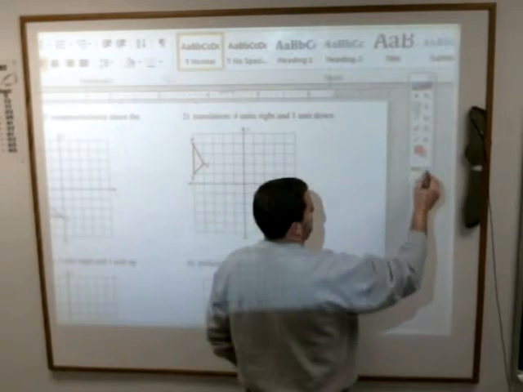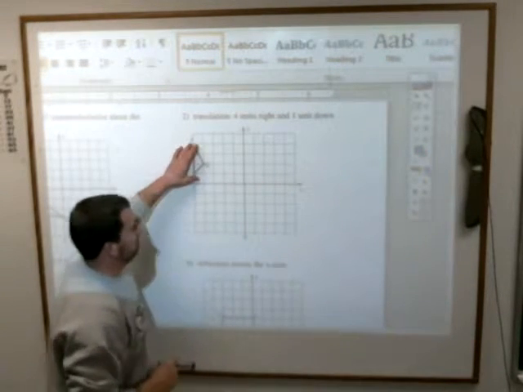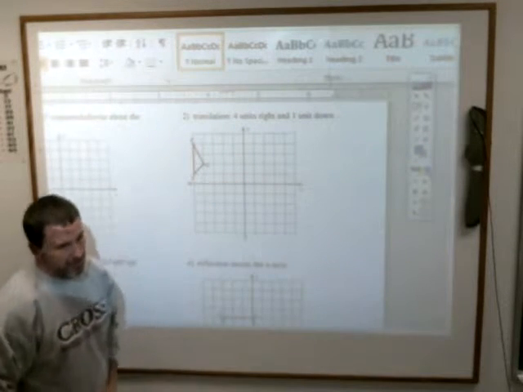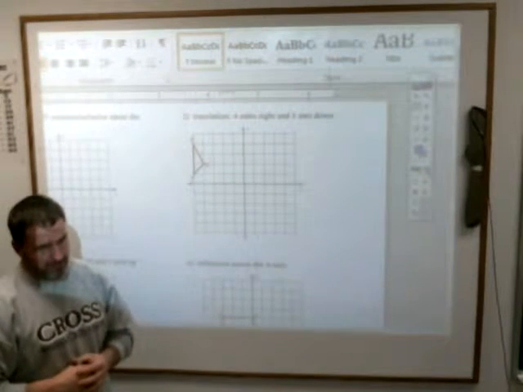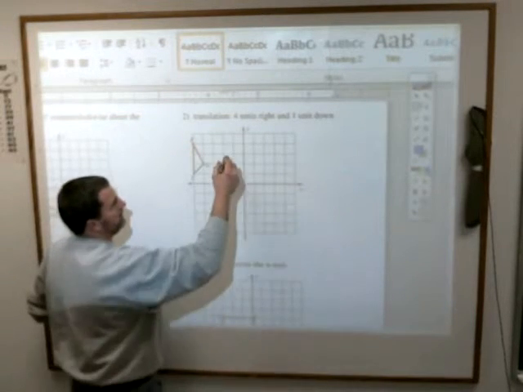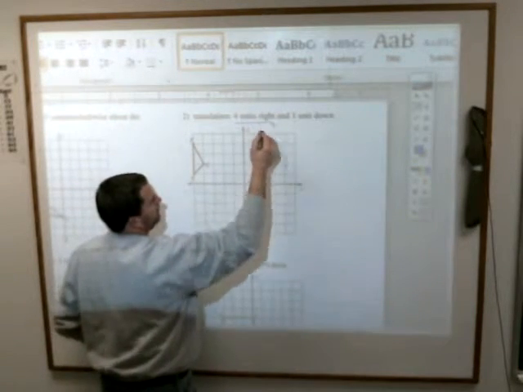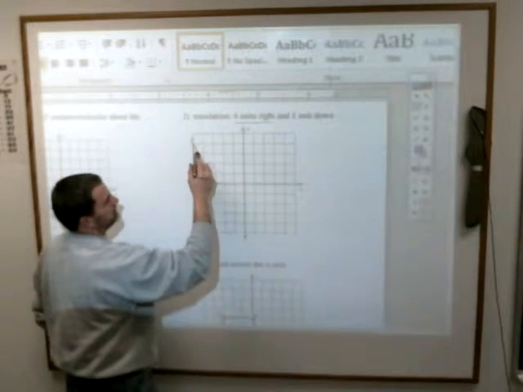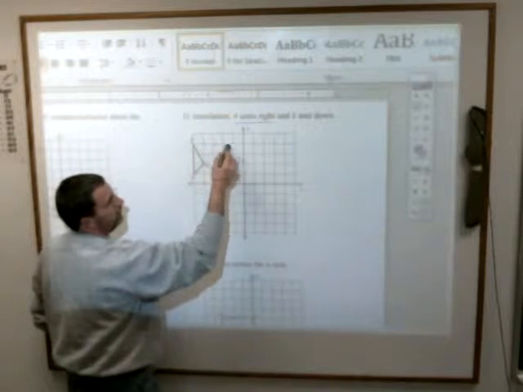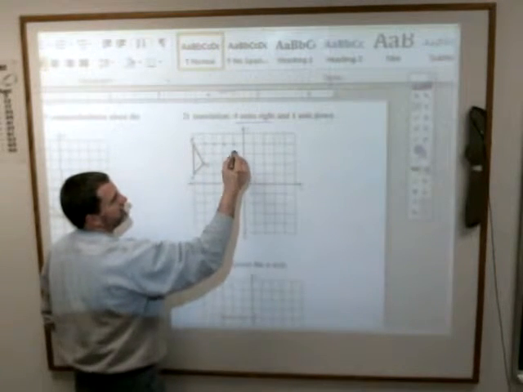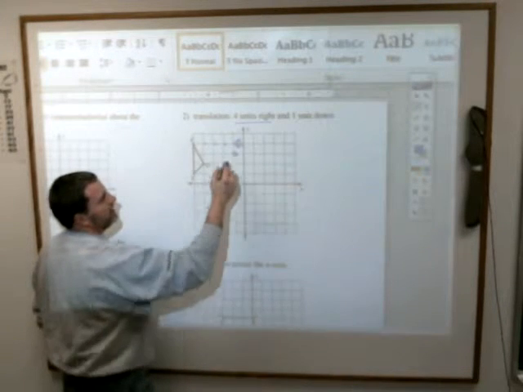In other words, you're going to take this whole shape, move it 4 units right, 1 unit down, and you need to do that point by point. So let's start with point F. You need to go with point F, 4 units to the right, and then 1 unit down, and put a point there. So we go 1, 2, 3, 4 units to the right, 1 unit down. You put a little dot there, and you can mark that point F prime.